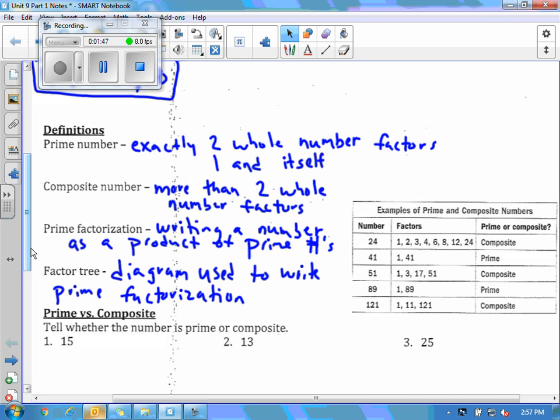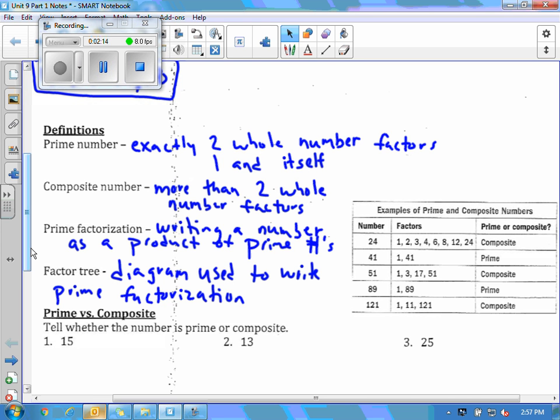Again, notice we're talking about whole number factors. Other decimals could go into it. A composite number is a number that has more than 2 whole number factors. So like when I did 18 or when you guys did 40, there were more than 2 factors, so those were composite. Prime factorization is writing a number as a product of prime numbers. So if you look at the definition, that means we're writing a bunch of prime numbers as multiplication, which we'll get to in a second.